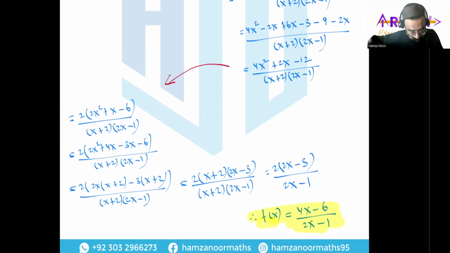And therefore the complete factorized form is 2 multiplied by x plus 2 multiplied by 2x minus 3, divided by x plus 2 multiplied by 2x minus 1. So congratulations, x plus 2 and x plus 2 got cancelled out, eliminated. So 2 multiplied by 2x minus 3 divided by 2x minus 1.